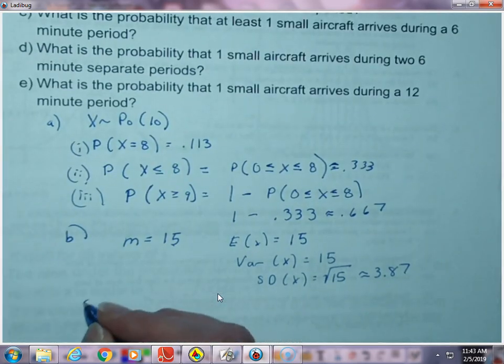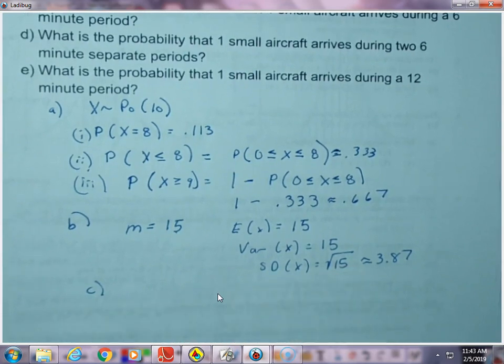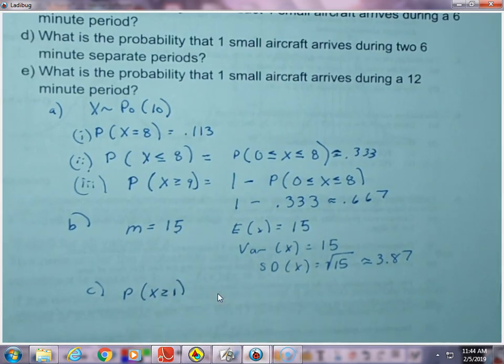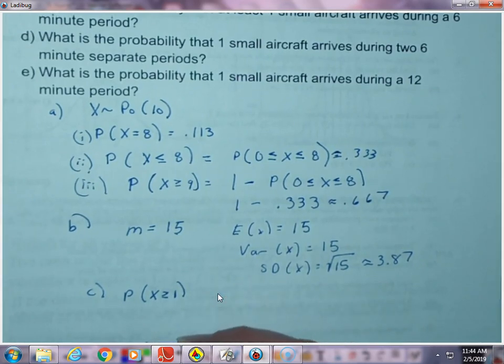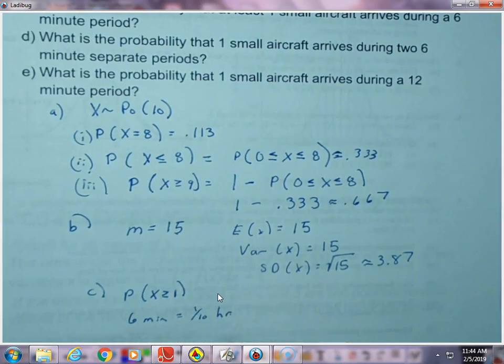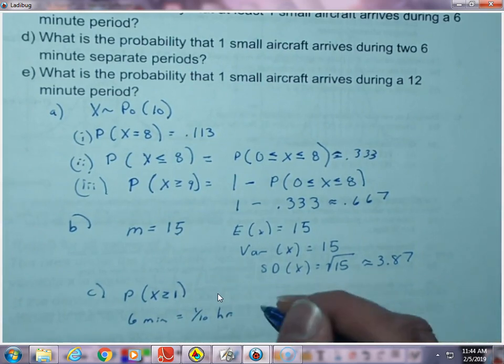All right, we're working our way down. What is the probability that at least one small aircraft arrives during a 6-minute period? So we want the probability that X is greater than or equal to 1. A 6-minute period is just 1/10 of an hour, so it's 1/10 of whatever you got in an hour.